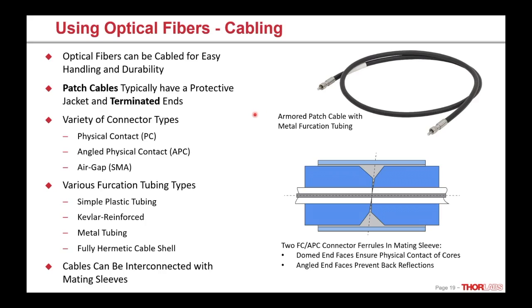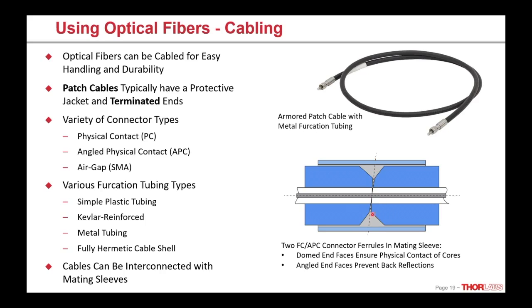And one nice thing about having these convenient connectors is we can interconnect two different fiber devices or different cables together. That's what we call mating sleeves. This image here is showing the ferrule part, the end of the fiber that's polished, in what we call an FC-APC connector. So that's a fiber connector that has an angled physical contact. And these are the ferrules, and this is the mating sleeve that they're inserted into. The mating sleeve lines up the ferrules.